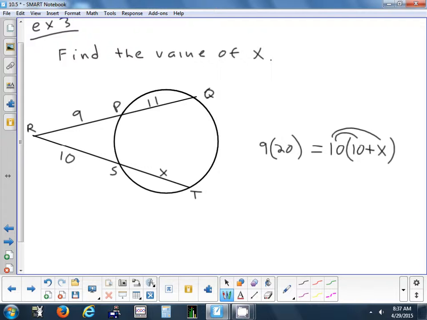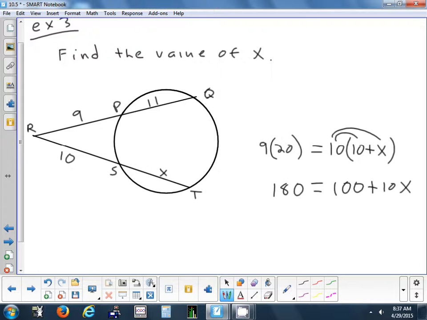9 times 20? Oh, it's not that 20. Oh, you want me to do the problem? Oh, my bad. 9 times 20 would be 180. Distribute out your 10. 10 times 10 is 100. 10 times x is 10x.